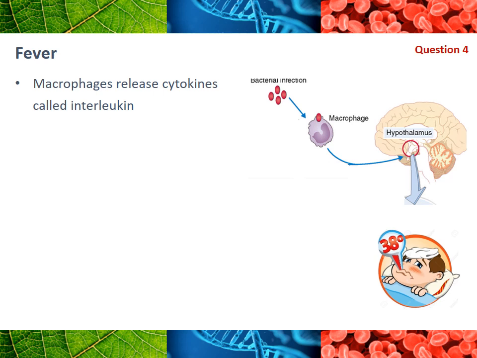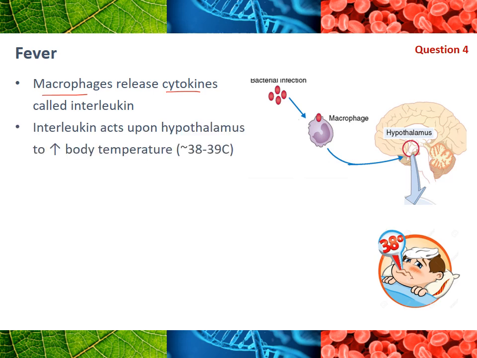So fever starts when macrophages, so remember they are our phagocytes, they're really important leukocytes, release cytokines, so signaling molecules that are called interleukin. So interleukin is a type of cytokine. Okay?